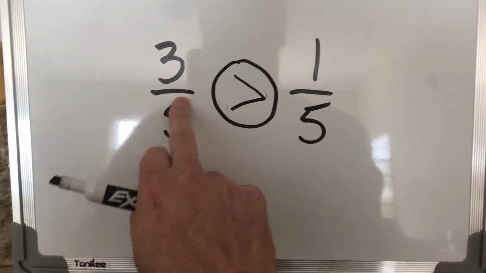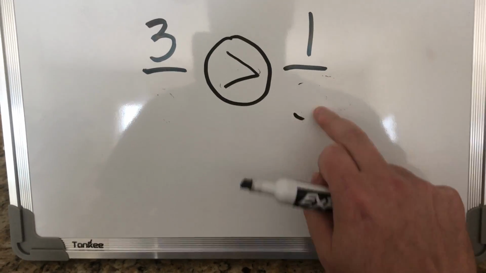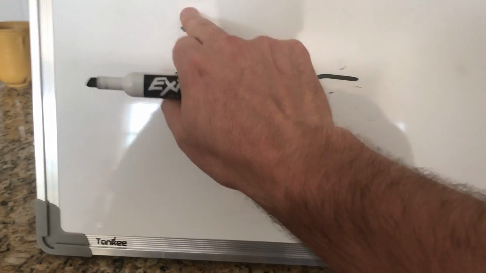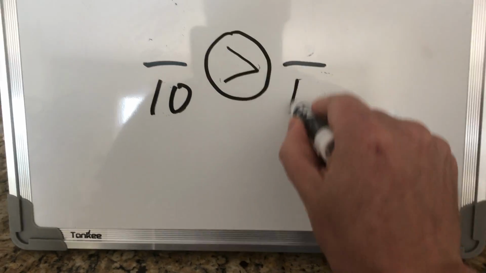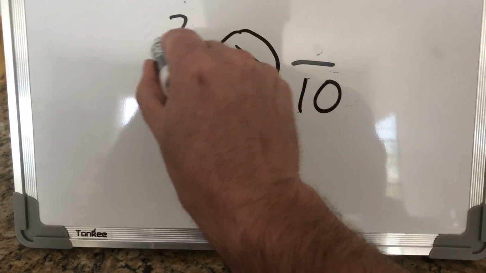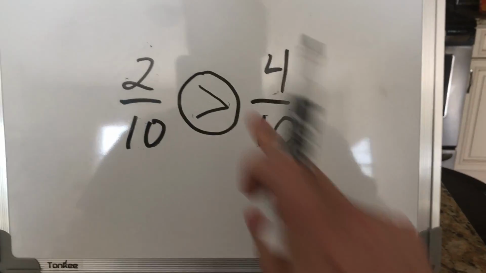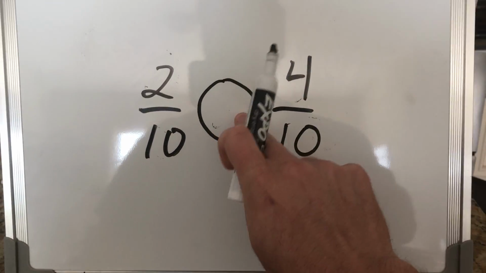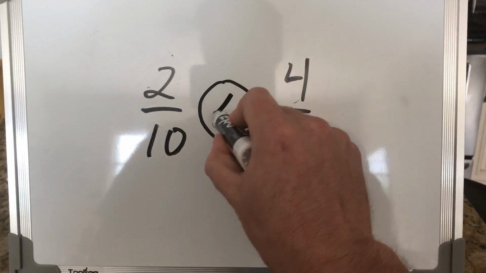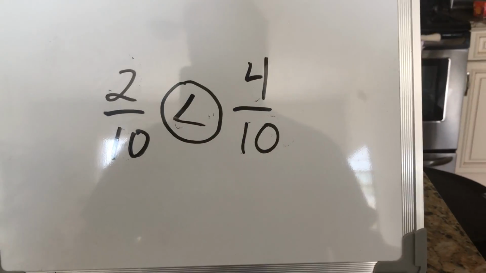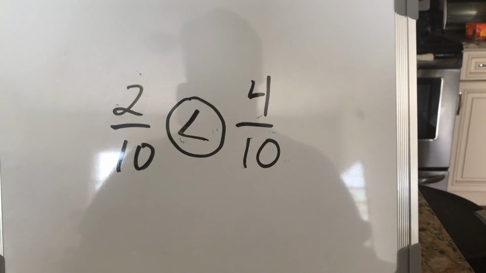Okay? If we change the denominator now, let's change it to 10. All right, and then we'll have 2/10 and 4/10. All right, now in this case, what's a greater number? What's greater, 2 or 4? 4 is greater. So that means that 4/10 is greater than 2/10.